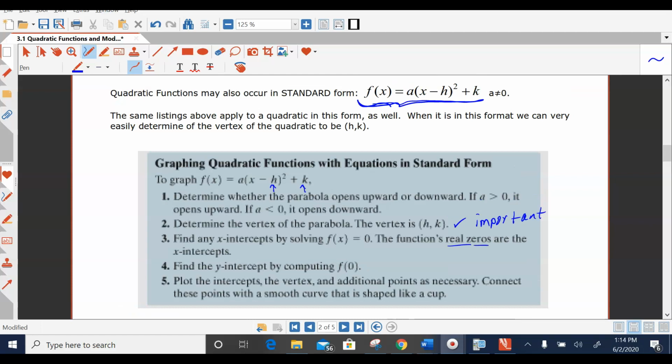So I think I'll stop this video here. This will be our introduction to quadratic functions, and then what we'll do is apply what we've talked about so far to graphing some problems in the next video.